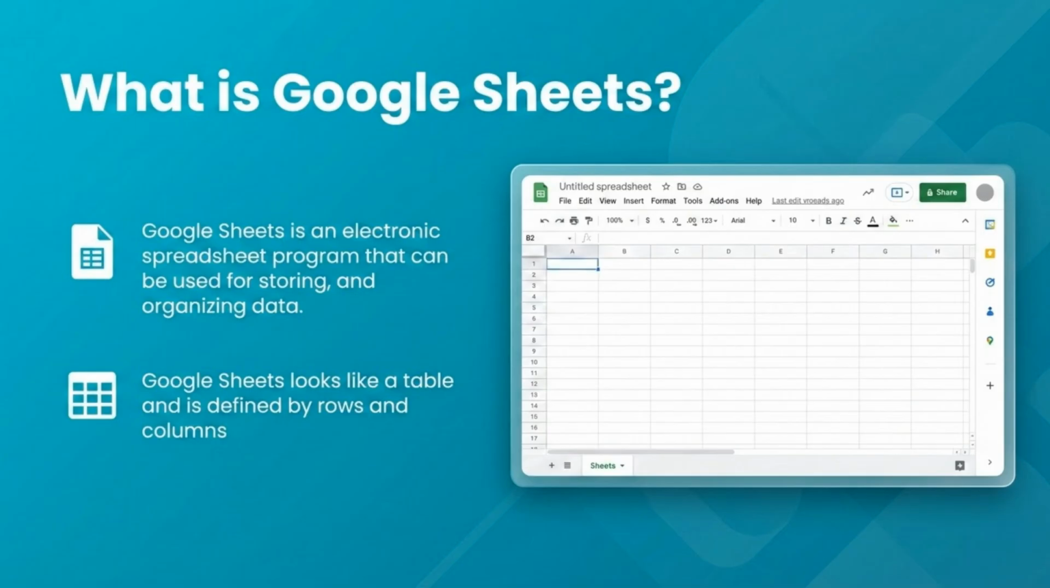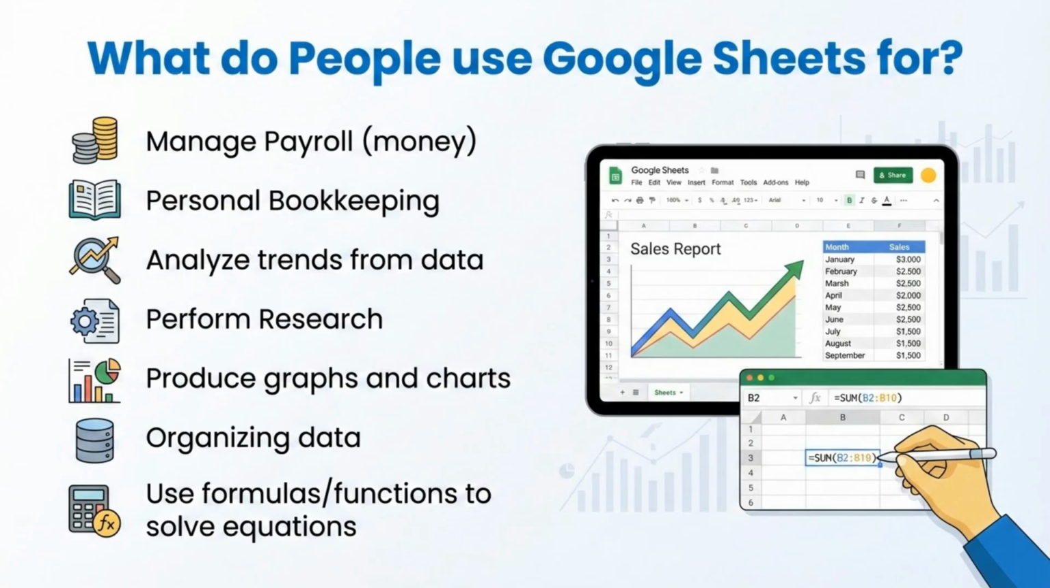What is Google Sheets? Google Sheets is an electronic spreadsheet program for storing and organizing data. It looks like a table defined by rows and columns. People use Google Sheets for many tasks, including managing payroll, personal bookkeeping, and analyzing data trends. It's also used for performing research, producing graphs and charts, organizing data, and using formulas to solve equations.